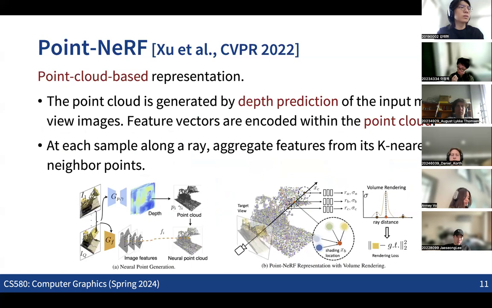Point cloud based rendering was also an interesting case, where we have some sort of rough reconstruction of the 3D shape as a point cloud, and do the same kind of volume rendering by shooting the ray and checking the nearest points along the ray. This is also some sort of base work that we are going to discuss in the Gaussian splatting.